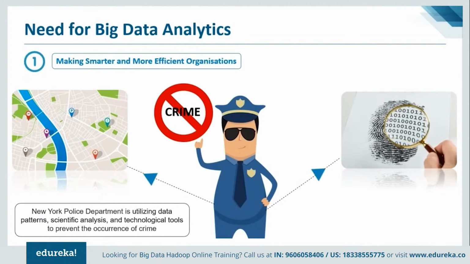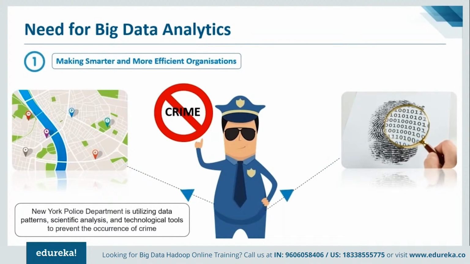So essentially what the NYPD is doing is utilizing these data patterns, scientific analytics, and technological tools to do their job. And they're ensuring that by using these different tools, they're doing their job to the best of their ability. So by using a big data and analytics strategy, the NYPD was able to identify something called crime hotspots. So basically where crime occurrence was more.